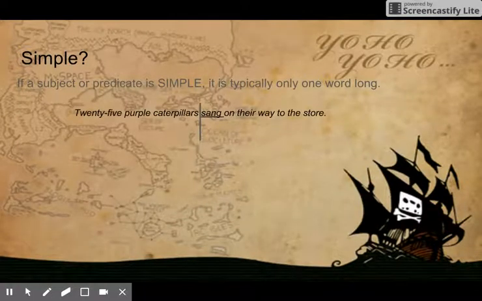In our example sentence, we know where the mast belongs to separate the who or what of the sentence, the subject, and the what's happening, or the predicate. If we were to just talk about the simple subject, who or what is the sentence really about? So where our mast is, to the left of that is our subject, and we have 25 purple caterpillars. But what is it really about? It's really about caterpillars.